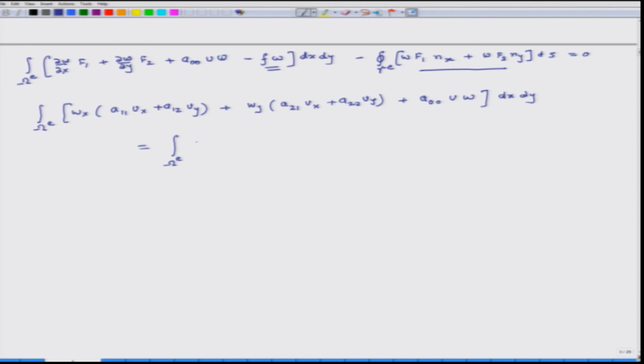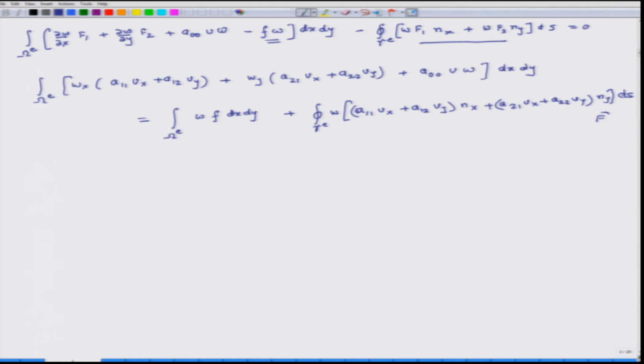Boundary surface integral of W times f dx dy, plus boundary integral of W times A11 Ux plus A12 Uy, and x, excuse me, plus A21 Ux plus A22 Uy, and y, ds. So, let us call this equation f.